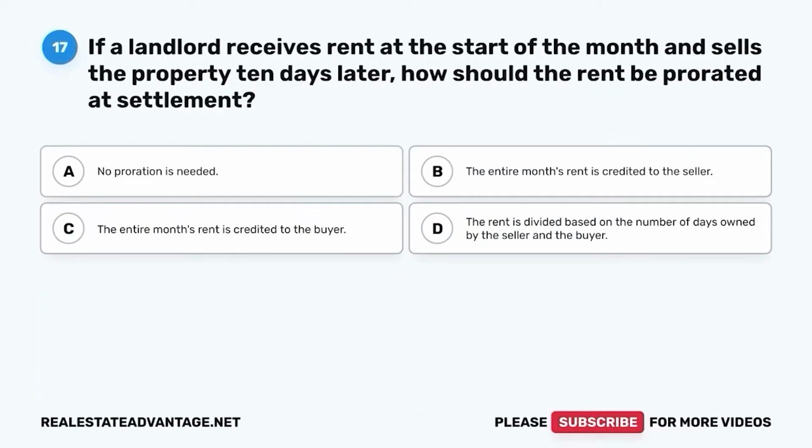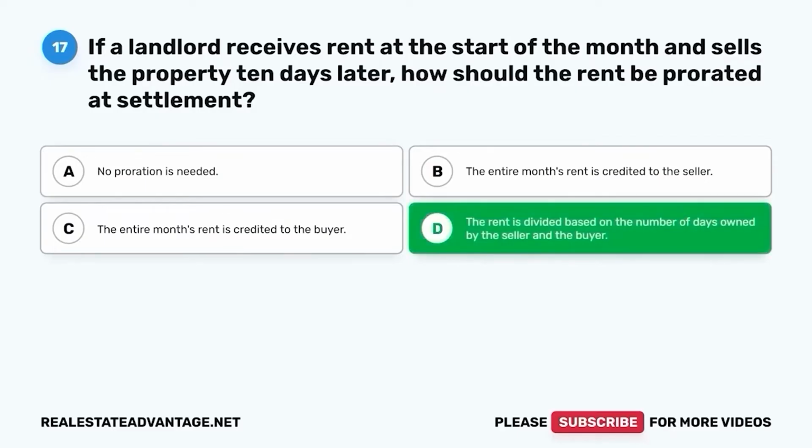If a landlord receives rent at the start of the month and sells the property 10 days later, how should the rent be prorated at settlement? A. No proration is needed. B. The entire month's rent is credited to the seller. C. The entire month's rent is credited to the buyer. D. The rent is divided based on the number of days owned by the seller and the buyer.